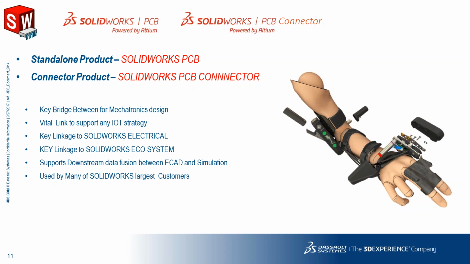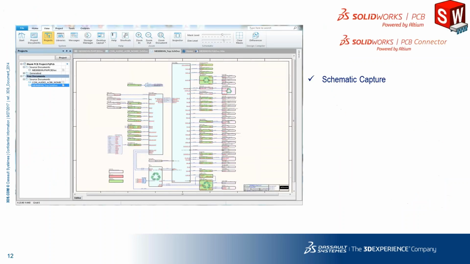And in the future, we are trying to reach everything as a smart component, a smart thing. We are trying to have smart phones, even a smart fridge, a smart whatever. So all of our designs should be smart. It's the key linkage between SOLIDWORKS and SOLIDWORKS electrical and the key linkage to the SOLIDWORKS ecosystem. We will talk about the SOLIDWORKS ecosystem at the end of this presentation. And it supports downstream data fusion between ECAD and simulation. It's being used by many of SOLIDWORKS' largest customers so far.